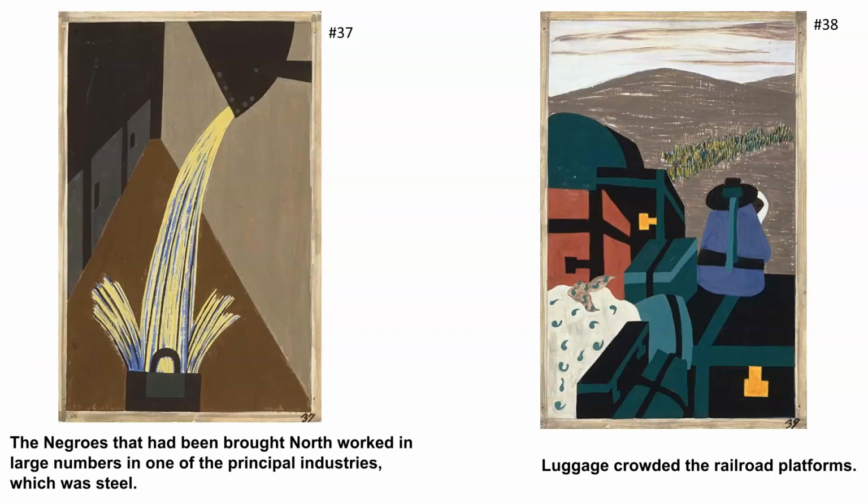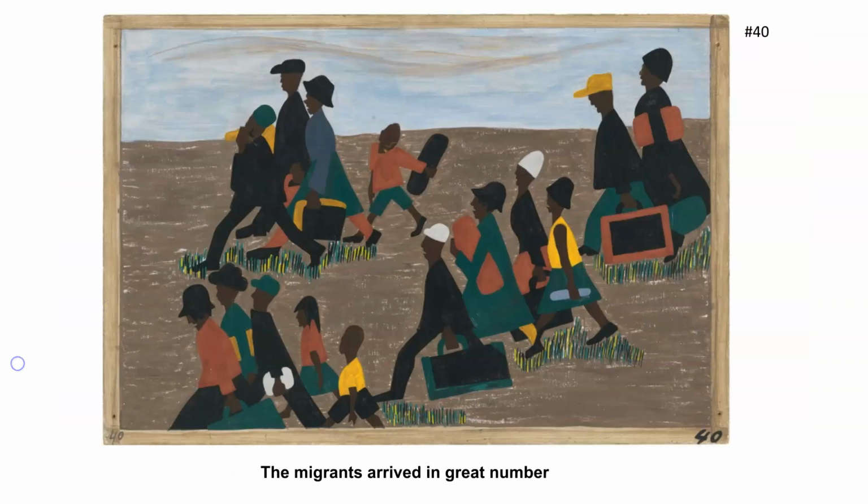The Negroes that had been brought north worked in large numbers in one of the principal industries, which was steel. Luggage crowded the railroad platforms. The migrants arrived in great number.